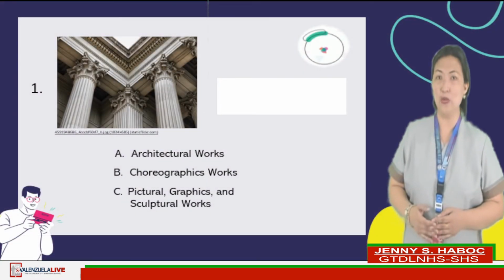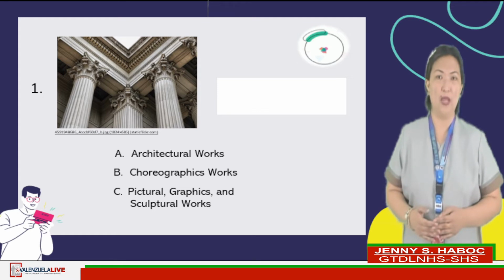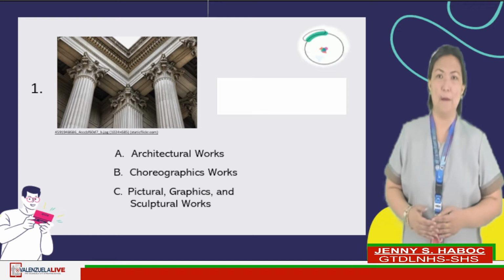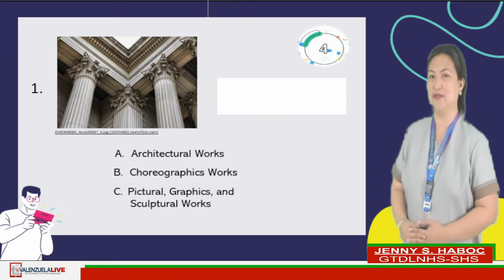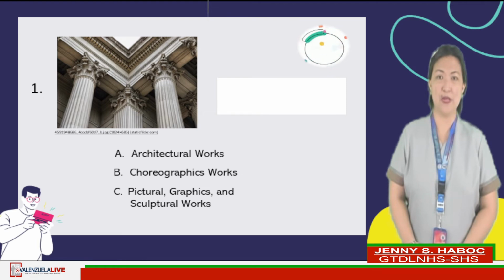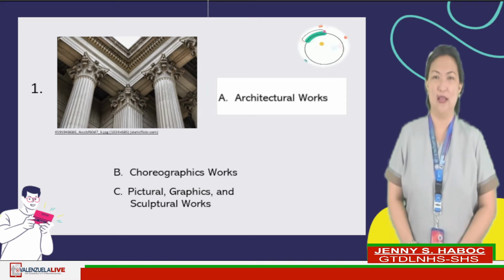The image shows letter A, architectural works. Letter B, choreographic works. Letter C, pictorial, graphic, and sculptural works. Type the letter of your answer in the comment section. Time's up. The answer is letter A, architectural works. Very good. Number 2.